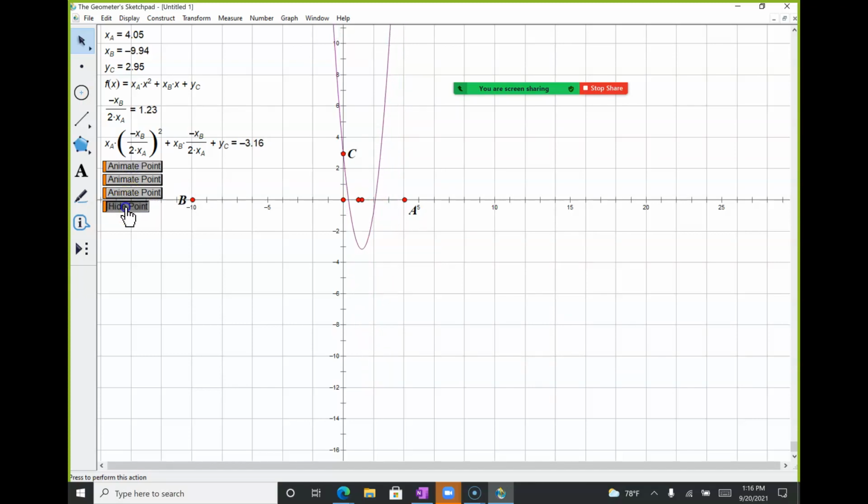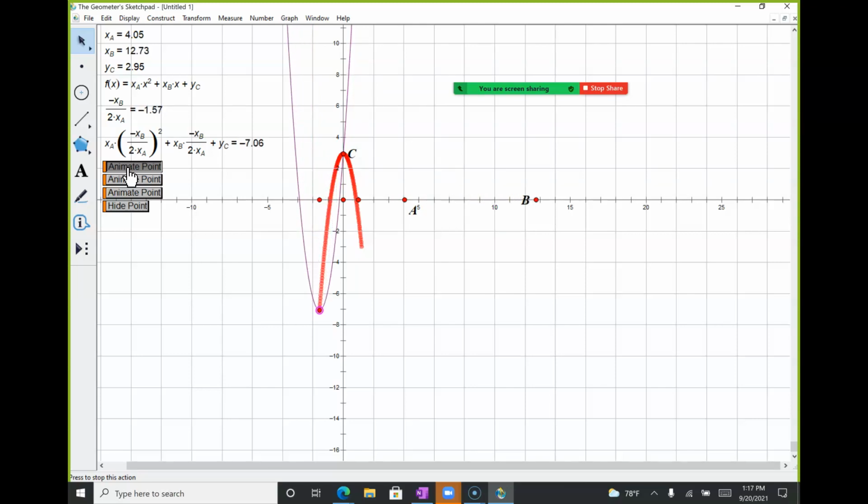No. So what I'm going to do is put my vertex on, and I'm going to trace it. Okay. So I put my vertex on. I'm going to trace it. Now I'm going to move B again. What do you see? Anybody? It kind of looks like it's making the reflection of it.